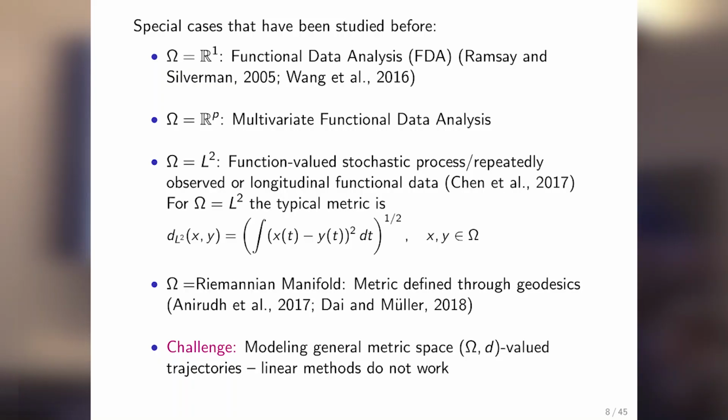Now let's discuss the special cases that have been studied before. As I mentioned, the Euclidean case is always a special case. The simplest one is scalar, R1, right? So in this case, we have functions which take values in R1. That's the main topic of functional data analysis, which has actually been around since 1950. Statistically, it got active only around 2000. Ramsay's book, Ramsay and Silverman 2005, and a review article recently.